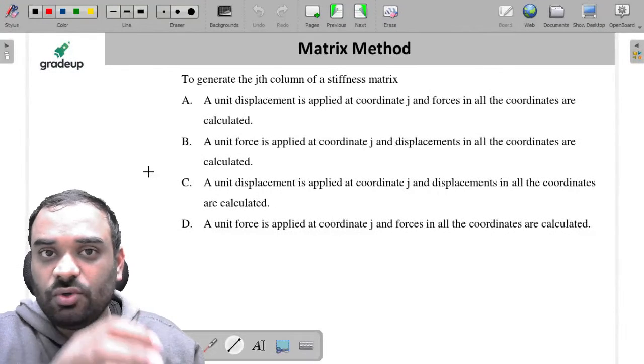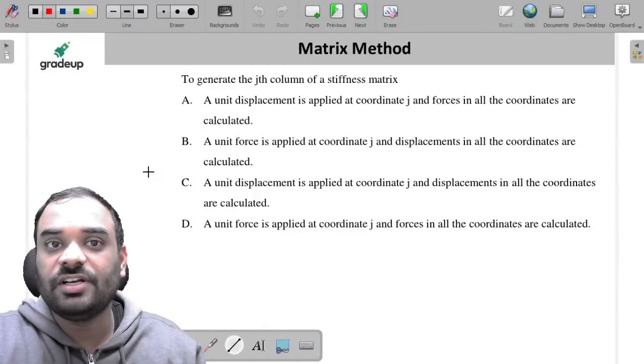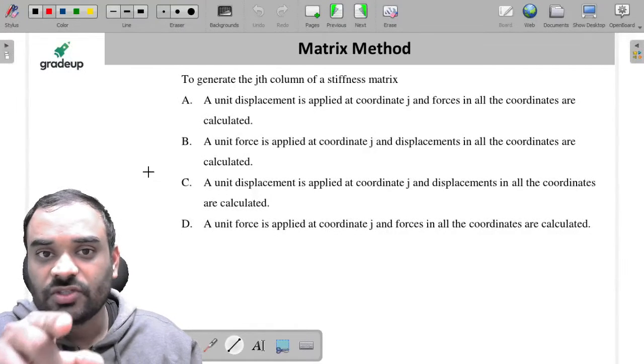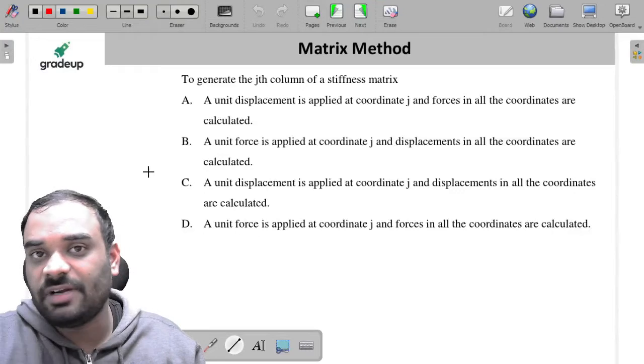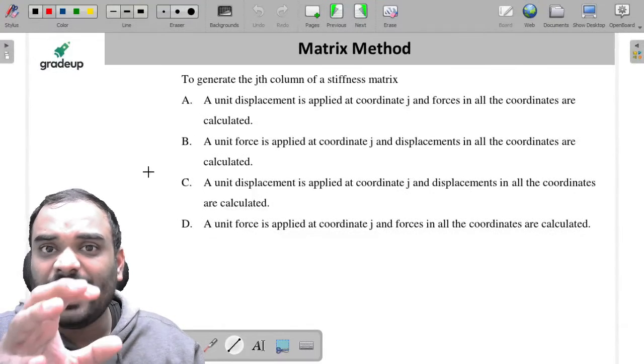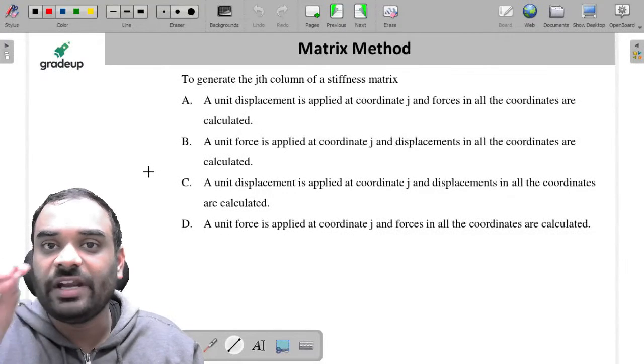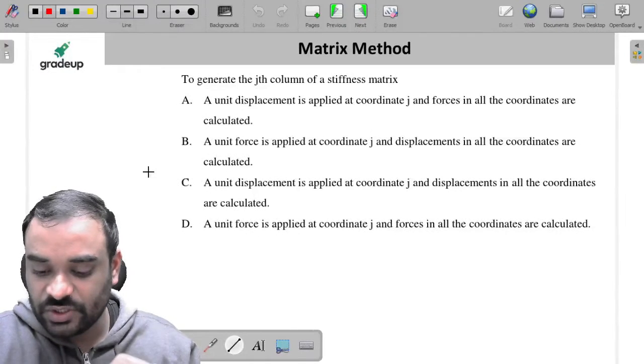In the displacement method, the unknowns are displacements. In our force method, the unknowns are redundant reactions. So in case of the stiffness matrix method, my friends, the unknowns are joint displacements. And how to calculate the total number of unknown joint displacements? You just have to find the value of dk.